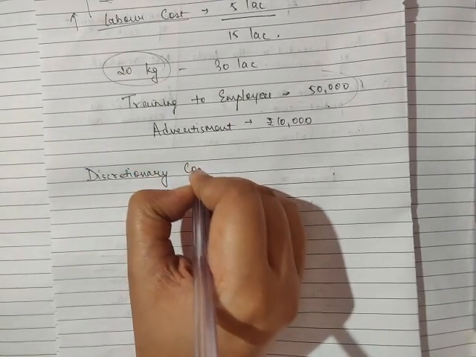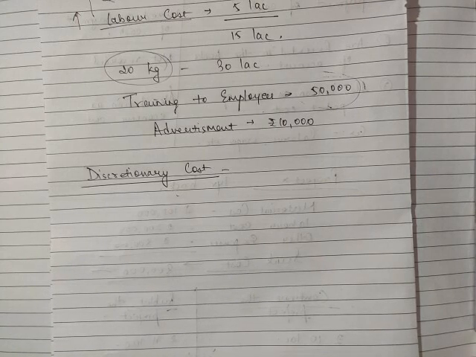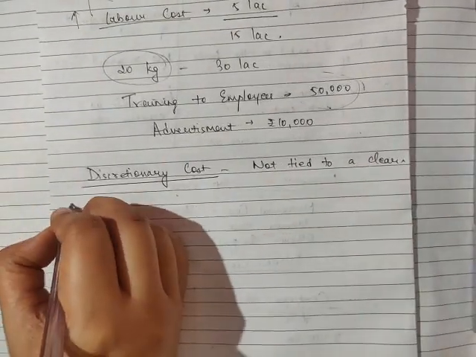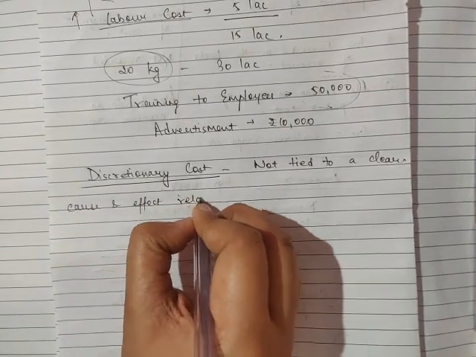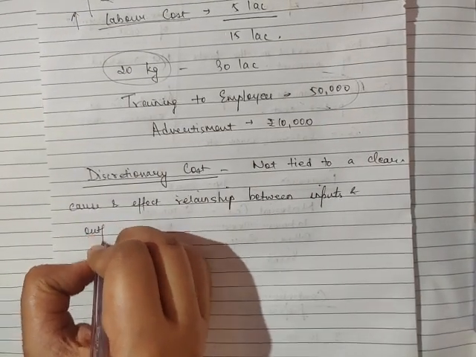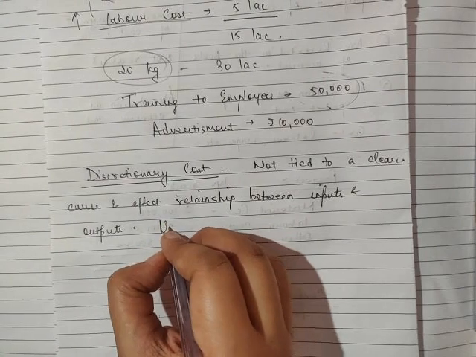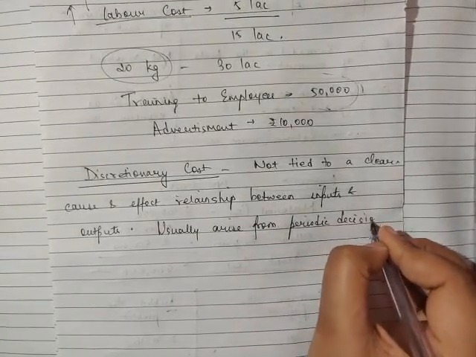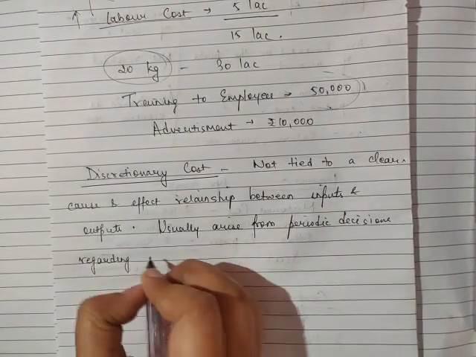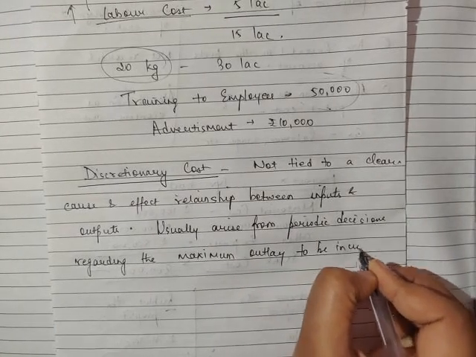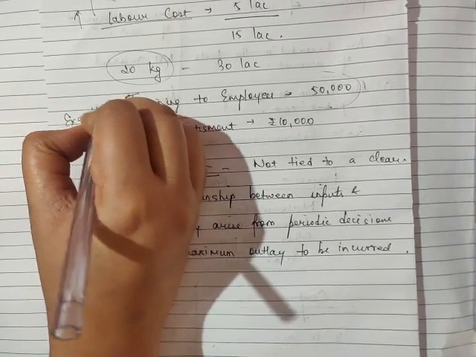These are not direct costs and they arise from periodic decisions regarding the maximum outlay to be incurred. So they are not tied to a clear cause and effect relation between inputs and outputs. They usually arise from periodic decisions regarding the maximum outlay to be incurred. Examples are training to employees, advertisement expenses, etc.